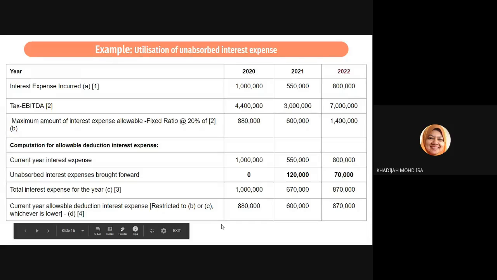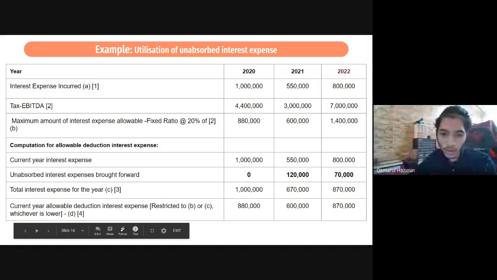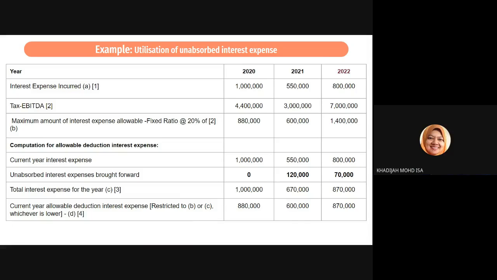For 2021, the amount allowed is 600,000, but the current year interest is 550, so you take the lower. So 550, you take the lower. Total interest expense for the year is 670. I don't understand, where does the 670 come from? 550 plus 120. So you have the current interest expense of 550, and the maximum amount allowed is 600.